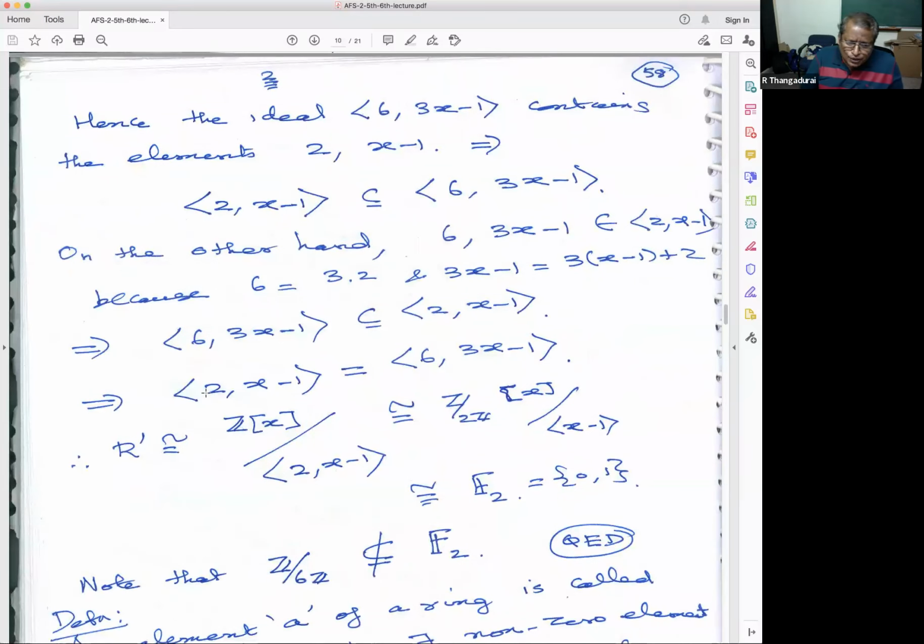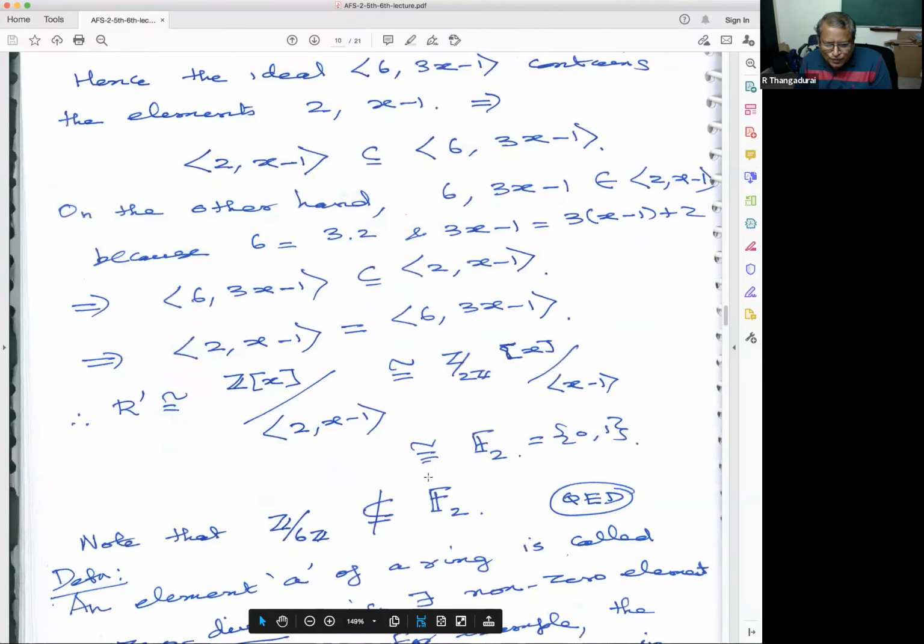Okay. So therefore, these two ideals are one and the same. Means the ideal generated by 2 and x minus 1 is the same as the ideal generated by 6 and 3x minus 1. So therefore, the extension ring R prime is isomorphic to Z[x] modulo the ideal generated by 2 and x minus 1. First we divide by x minus 1. When we quotient by x minus 1, it means we are putting x equal to 1. That is nothing but Z. Then we are putting modulo 2. That is nothing but F2. So this quotient ring is isomorphic to F2.